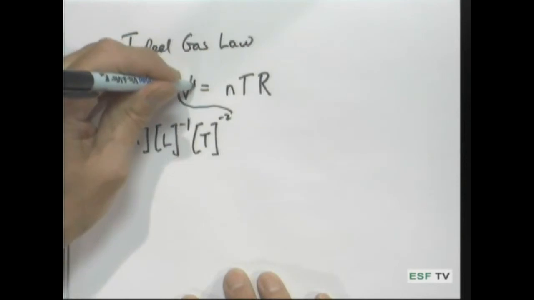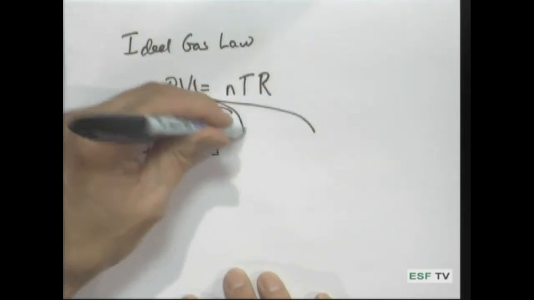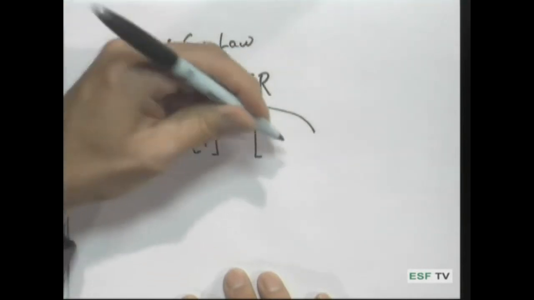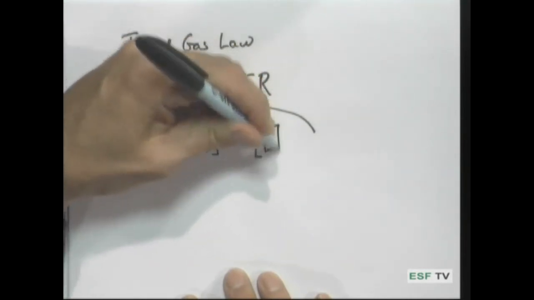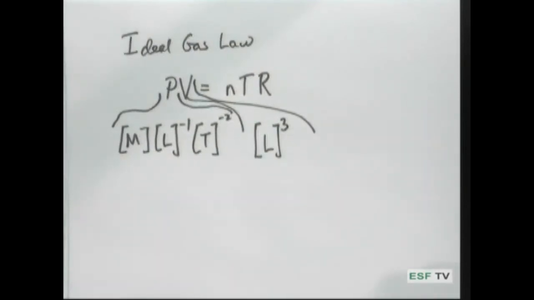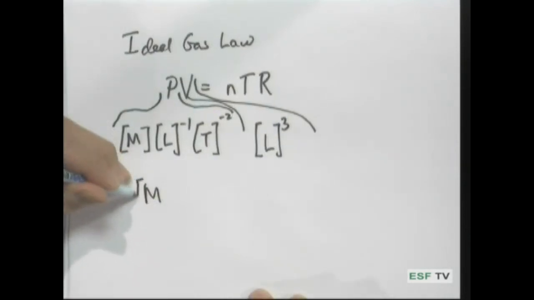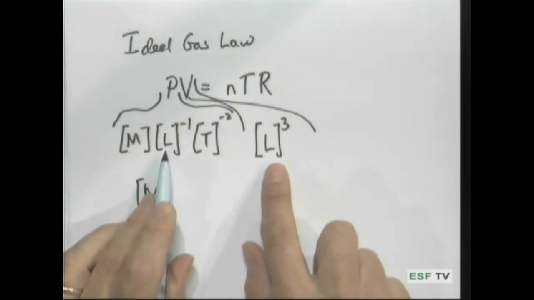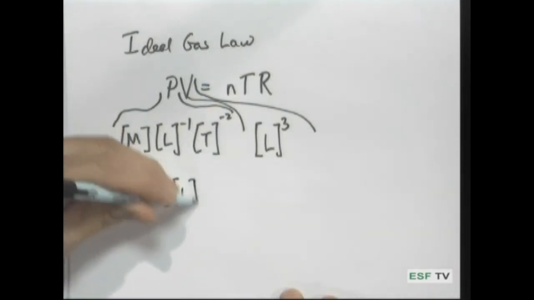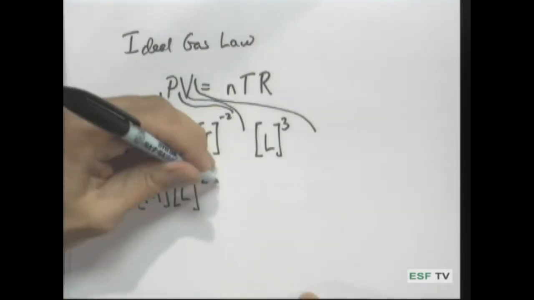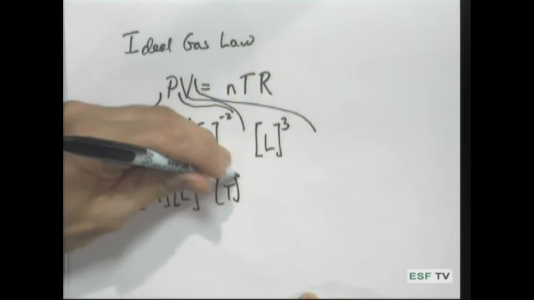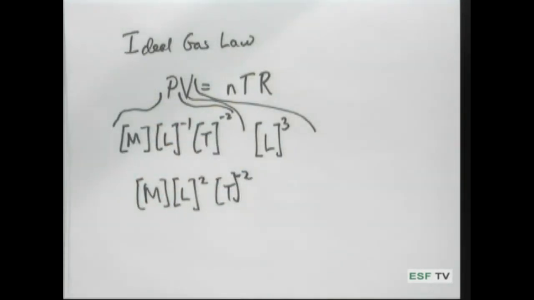Volume, on the other hand, has dimensions of meters cubed, or length cubed. Okay? And so what we end up with here is a quantity that, when we calculate it out, has dimensions of mass times length squared times time to the minus 2 power. Now, that is the dimensions, you'll recall, of energy.